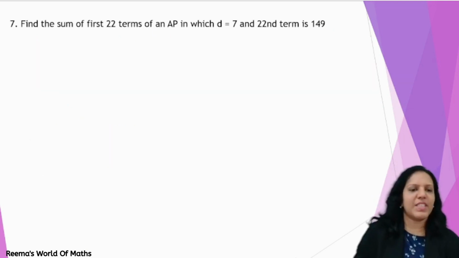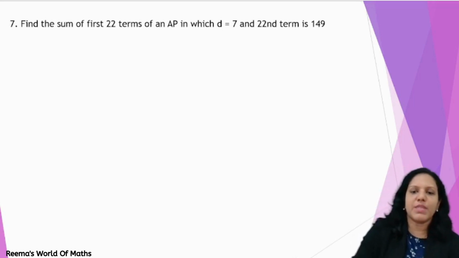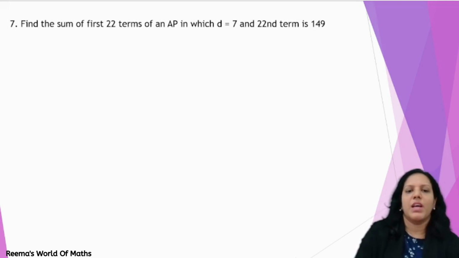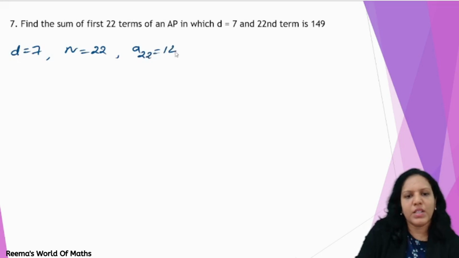Next question, question number 7. Find the sum of first 22 terms of an AP in which D equals 7 and the 22nd term is 149. So we need to find the sum of the first 22 terms, and we have been given the common difference and the last term. So we know D equals 7, N equals 22, and a_n, which is a_22, equals 149.